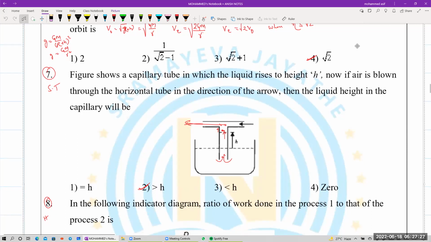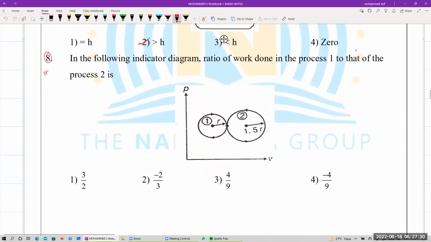Then question number 8. In the following indicator diagram, find the ratio of work done in process 1 to that in process 2. Look, process 1 is in which direction? This one is clockwise. Process 2 is anti-clockwise.